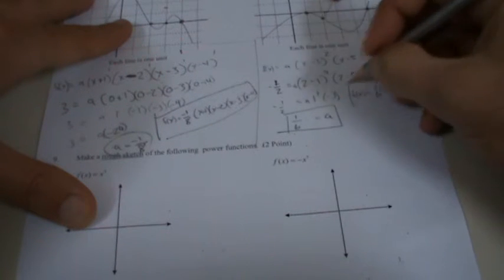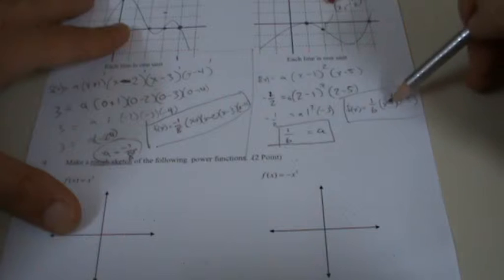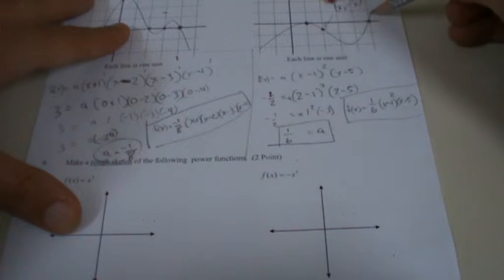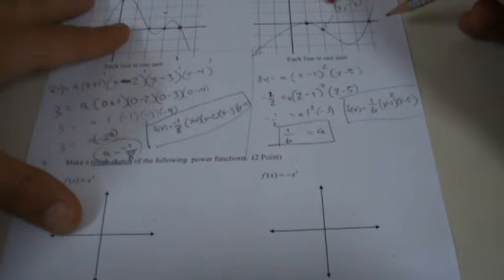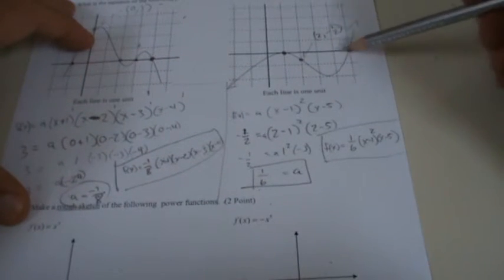And is this correct? I have a third degree polynomial with a positive lead coefficient because the end behavior is like that. Looks good. Nice. All right. There's the everything.